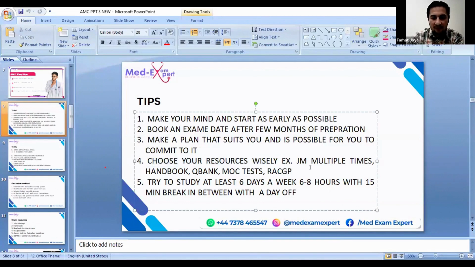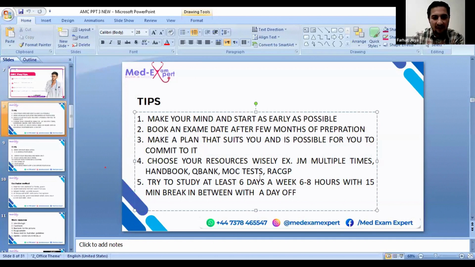The resources have been discussed with Dr. Amtul. Like we have the AMC Medical Handbook and question banks. I've read it multiple times because I was very afraid of the exam and had a lot of stress. But if you can go through it once, or choose the important topics from it, that will be important. The handbook is very important. QBank, mock tests, and guidelines such as WCGP are very important.